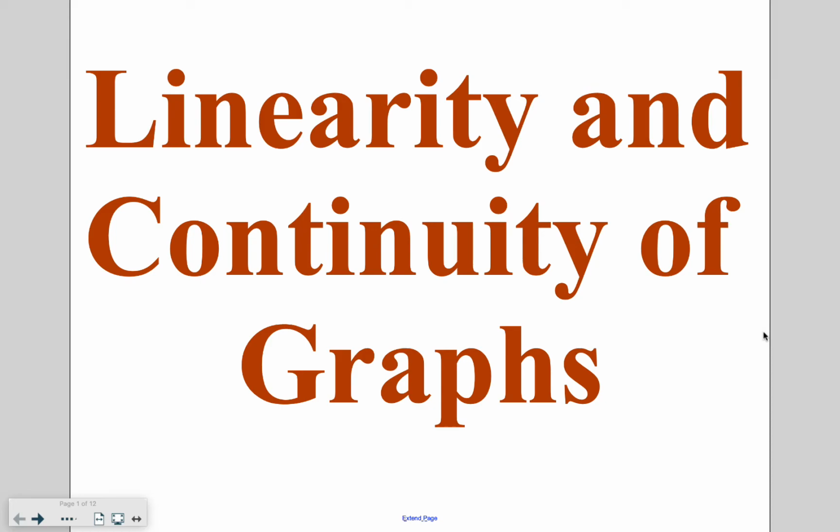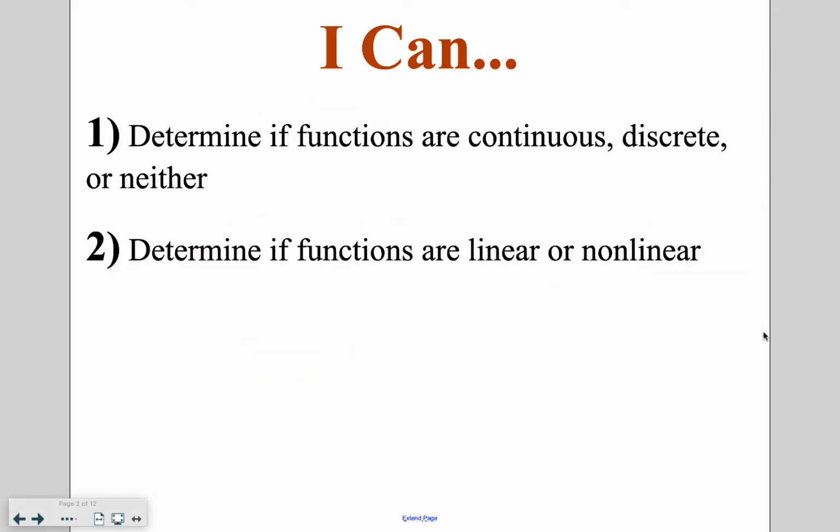Hello class, and welcome to today's algebra lesson, which is about linearity and continuity of graphs. By the end of today's lesson, you will be able to determine if a graph is continuous, discrete, or neither, and you will also be able to determine if functions are linear or nonlinear.